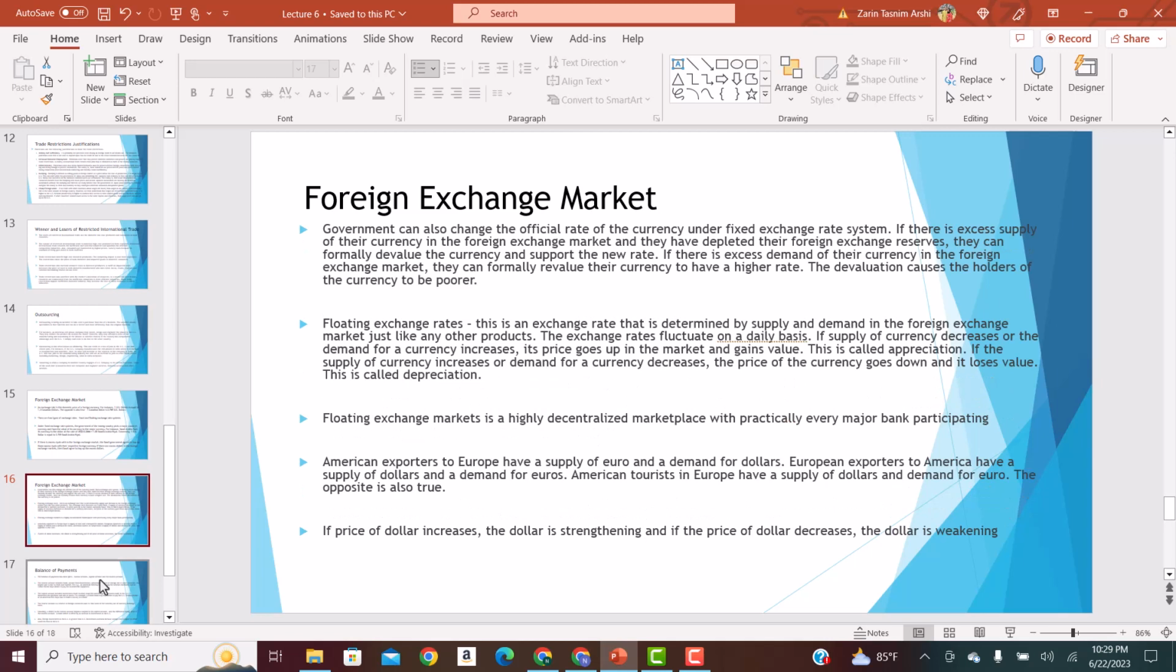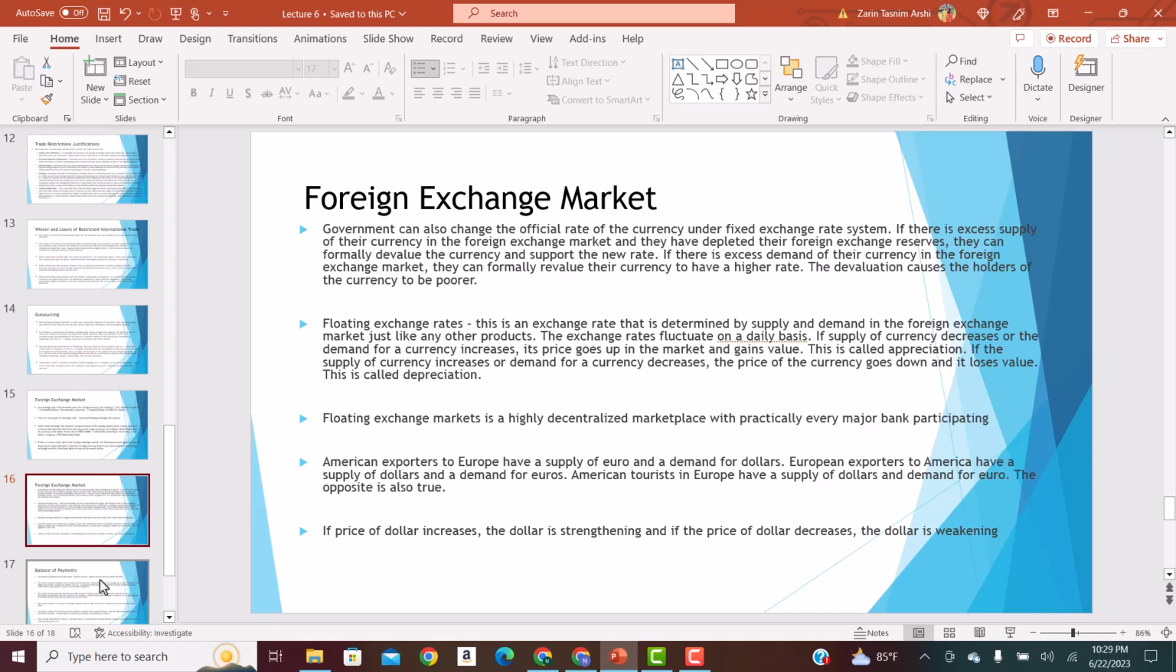Now, the government can also change this rate. Government has the power to change this conversion rate under the fixed exchange rate system. If the supply of a currency is in excess in the foreign exchange market, and they have depleted their foreign exchange reserves, they can formally devalue the currency and support the new rate. On the other hand, if there is excess demand for the currency, they can formally revalue their currency to have a higher rate. So depending on demand and supply, they can revalue or devalue the currency against the dollar.